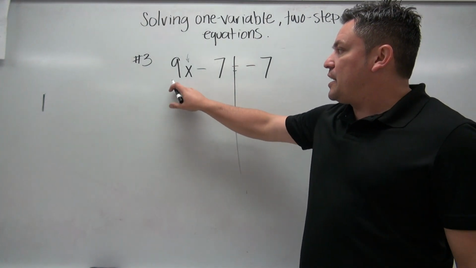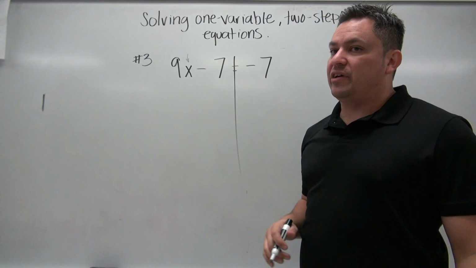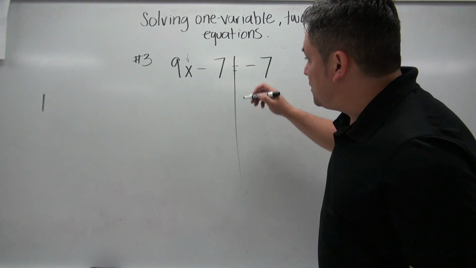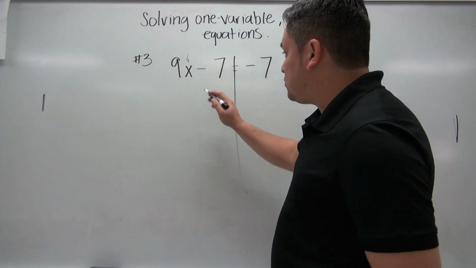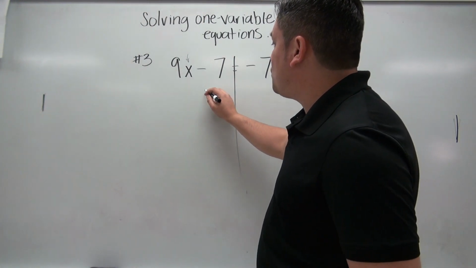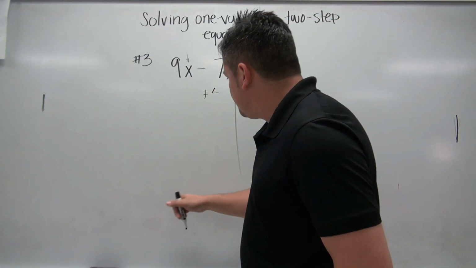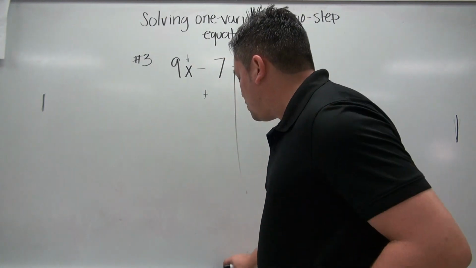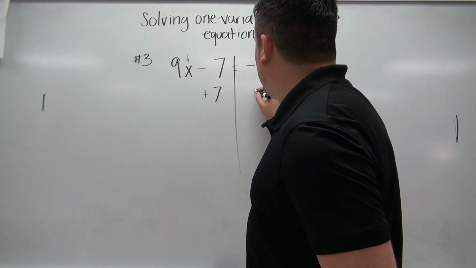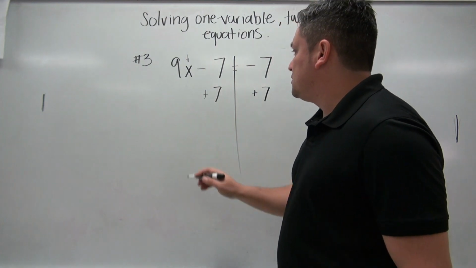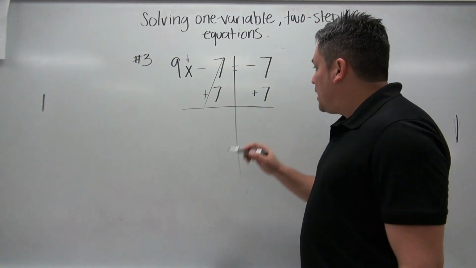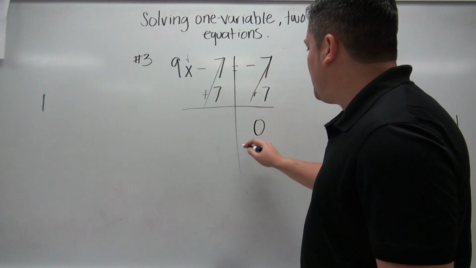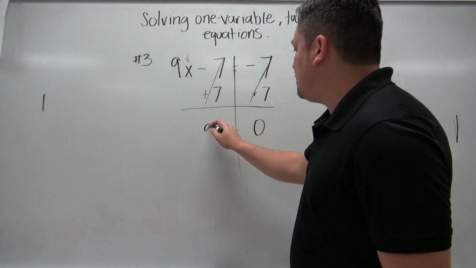So the first thing I've got to get rid of is what? The 9 or the 7? The 7. Now pay attention. What sign is the 7? Minus, right? The sign in front of it. So you're going to have to add 7 on both sides, correct? Yes. You add 7 here, and you add 7 here. Now, 7 minus 7 cancels out, 0, and this is also going to be 0. And you're left with 9x.